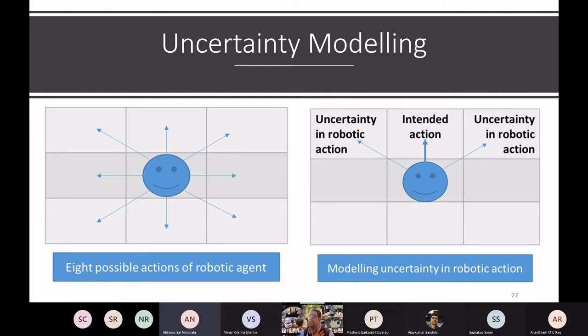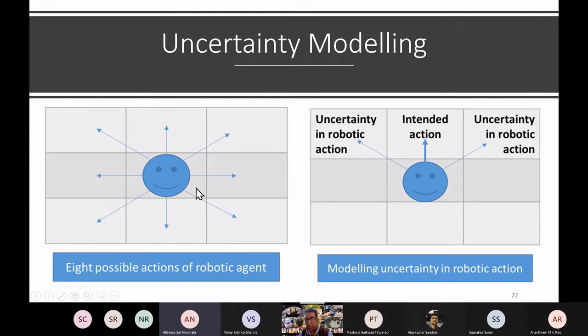Now we also looked at the uncertainty in the robotic movement. Like in the previous case, you see that we have these ZD and ZR parameters, and to model this uncertainty, we consider that this is a robotic agent, and at any point in time, it can move in these 8 possible directions.